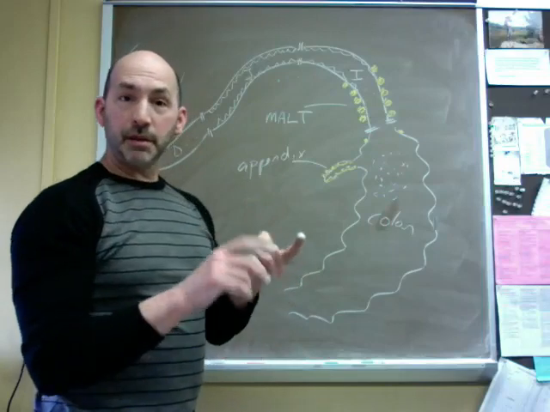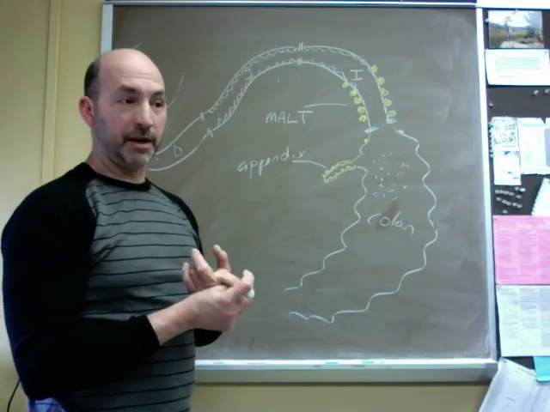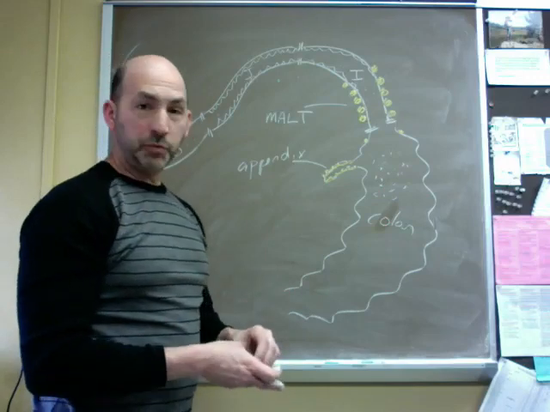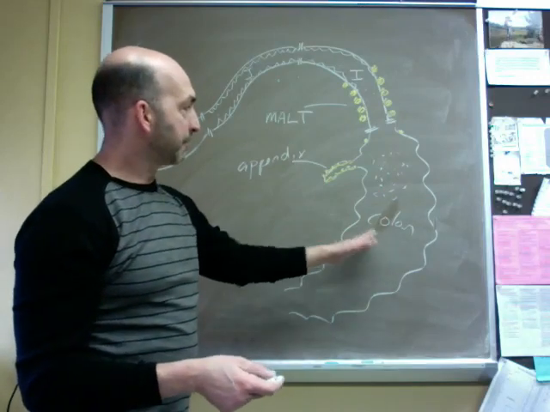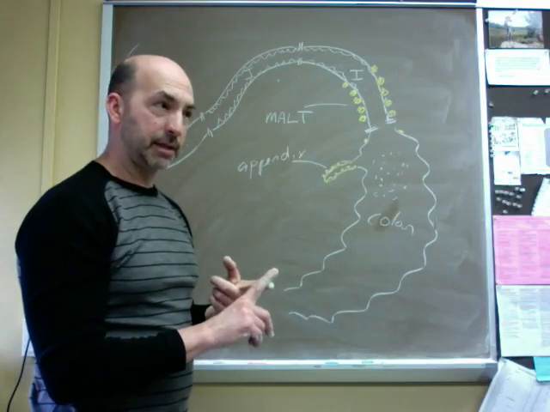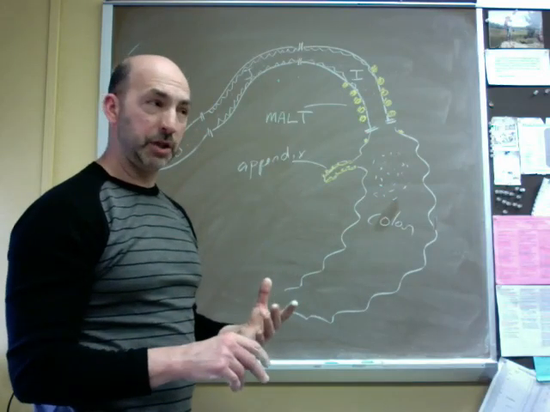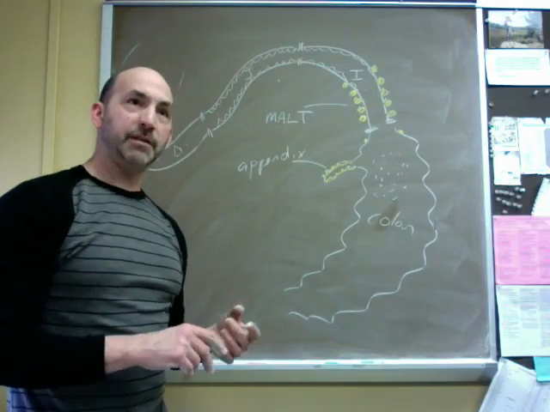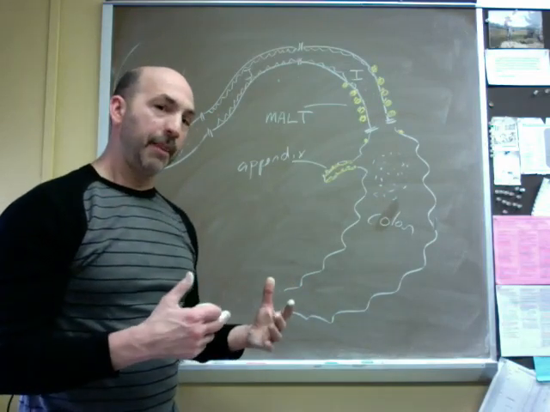They do things like make vitamins, vitamin K and some of the B vitamins, which we do absorb, right? They also tend to digest some of the things we can't digest. They digest some types of dietary fiber and release fatty acids, which we can absorb.